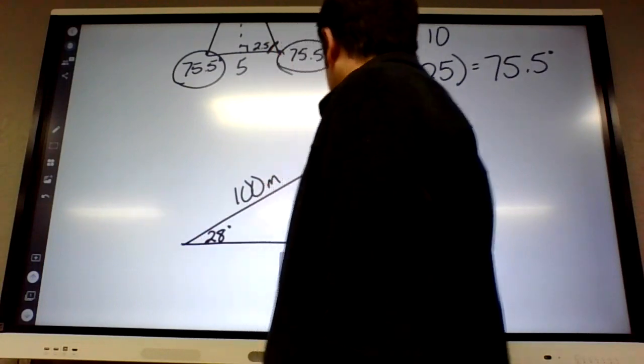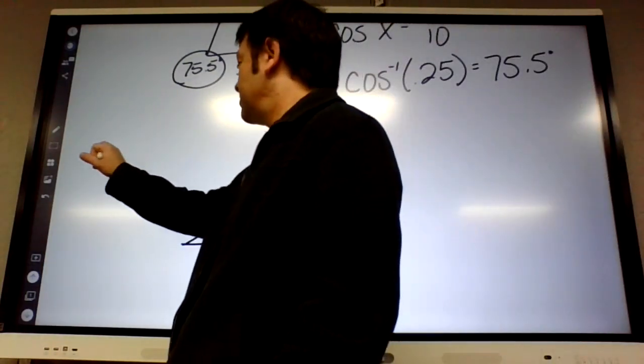How tall is the tree? Okay, so we're looking for X there. Why don't you guys see if you can figure that one out?